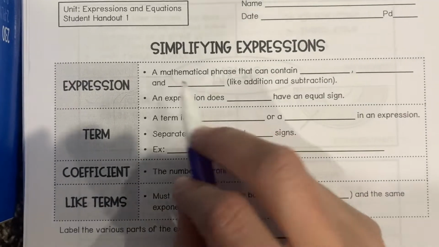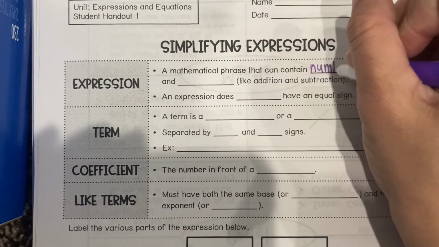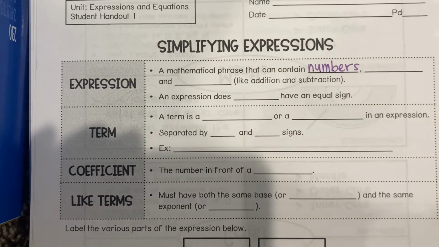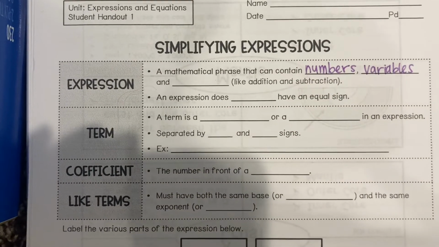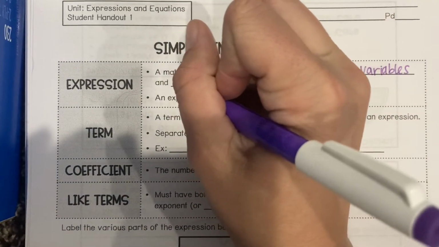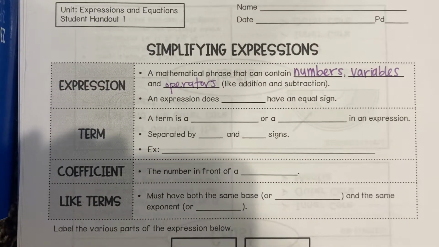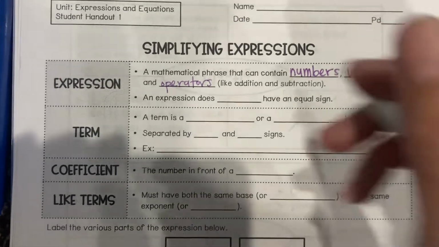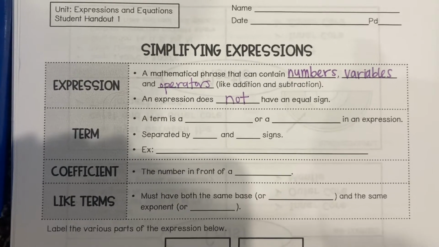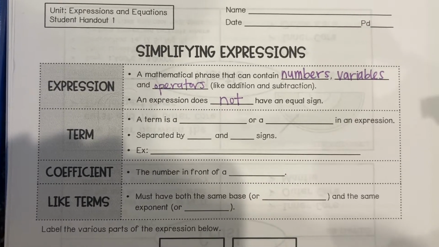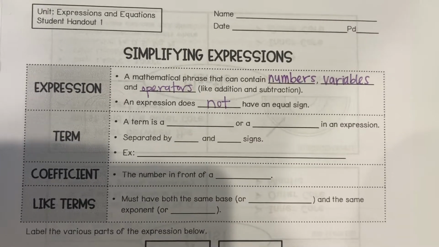So an expression is a mathematical phrase that can contain numbers, variables, and operators like addition and subtraction. Okay? An expression does not have an equal sign. So an expression, it does not have an equal sign. As soon as there's an equal sign, it becomes an equation. Now we'll see lots of examples of expressions, so don't worry if you don't understand it so far.